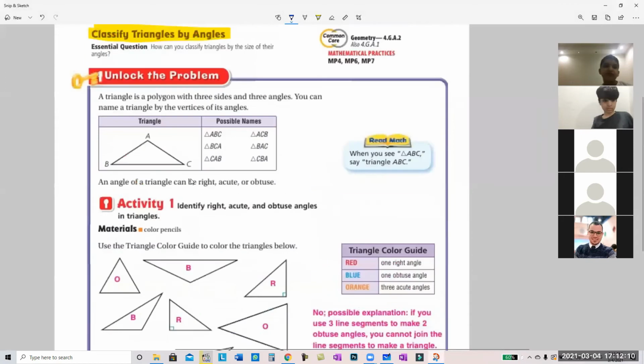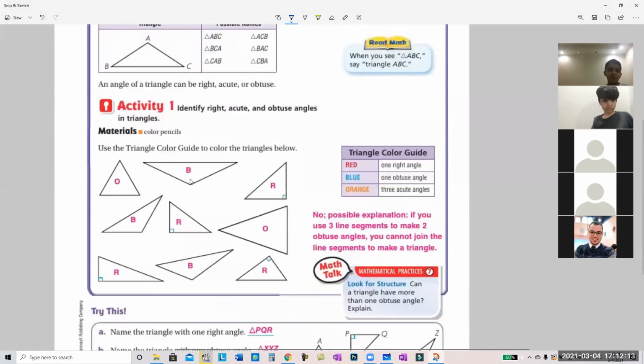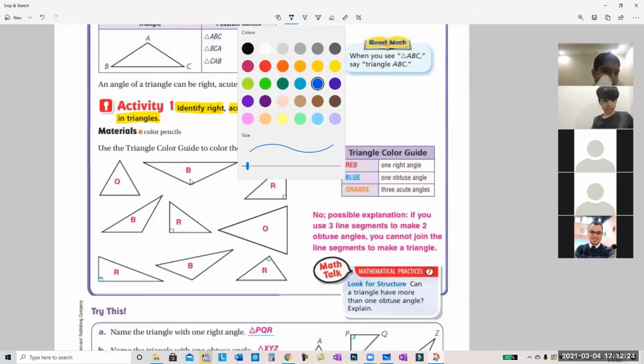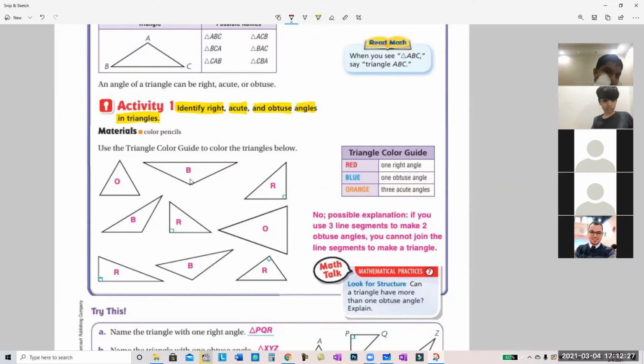Okay, now let's see this activity. Identify right, acute, and obtuse angles in triangles. Okay, so let's see. First one, we have this angle is obtuse because it has a big space between the two rays, so the triangle will be obtuse triangle. And we have here a square corner angle, so it will be a right angle, so it will be right triangle.